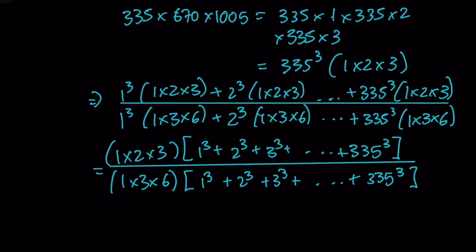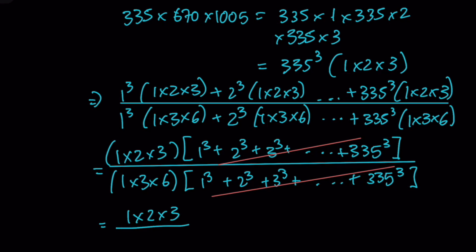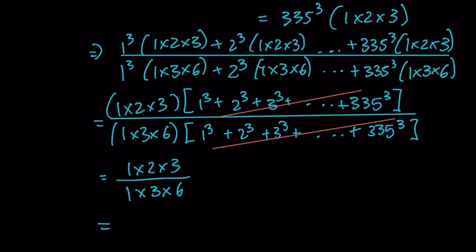Now we notice something, that these two terms are exactly the same, right? So they cancel each other. And now we will have 1 times 2 times 3 over 1 times 3 times 6. And this one, if we see, 2 times 3 is 6, so the answer is just 1 over 3.